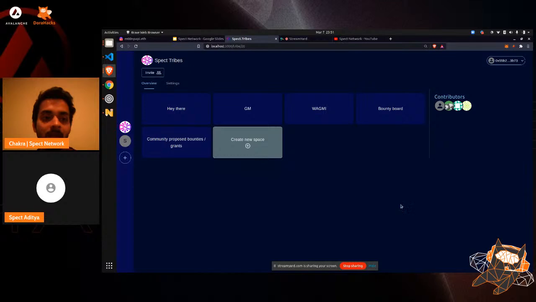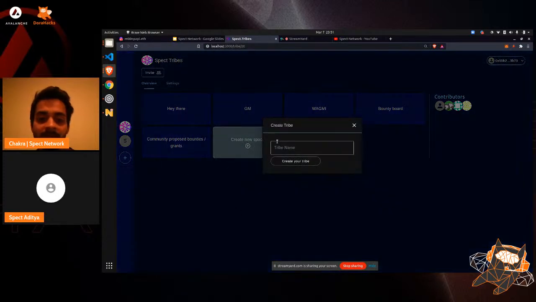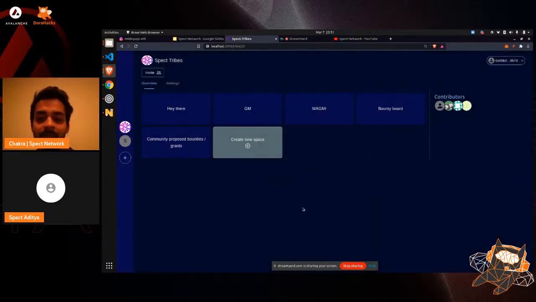This is a tribe. And what is a tribe? A tribe can mean anything from a DAO to a sub-DAO. It's basically a group of people working on a mission, right? You can create a tribe very easily on Spect Tribes, and it's very simple, to reduce the friction of onboarding. You can also invite other tribe members if you want. For this demo, I already have the tribe created.